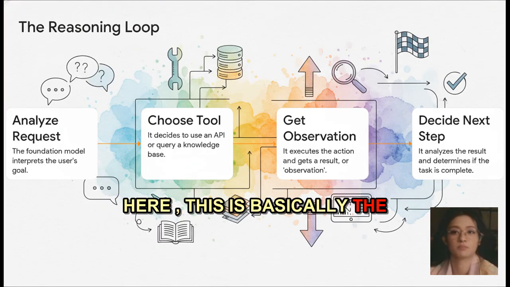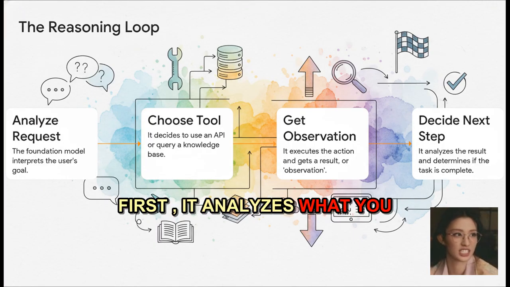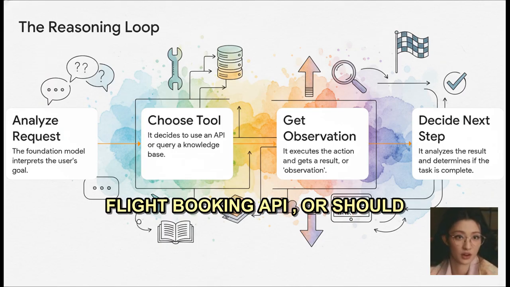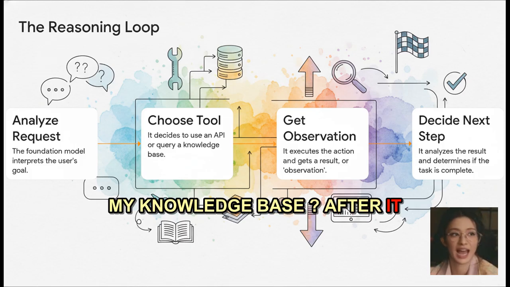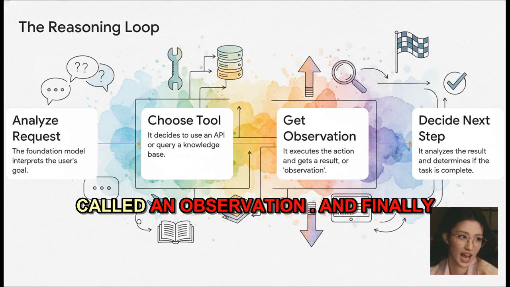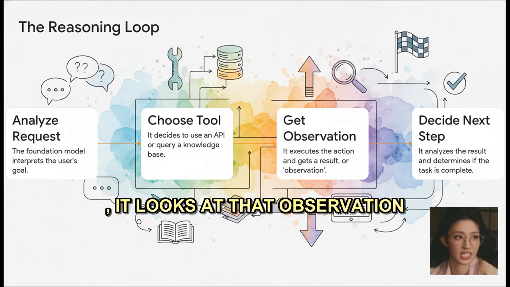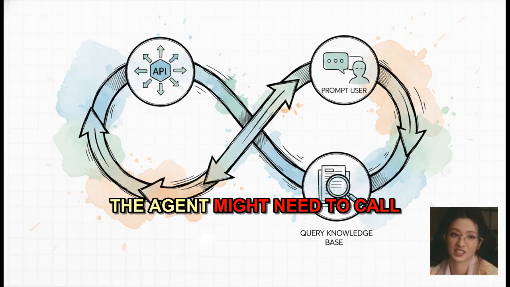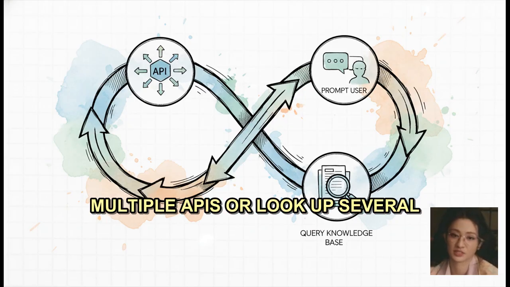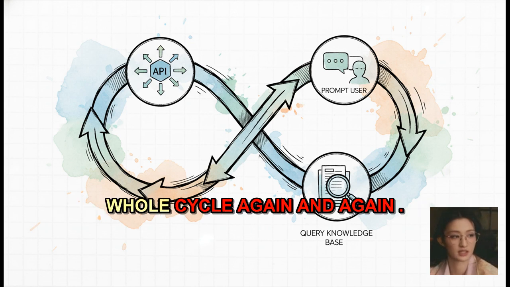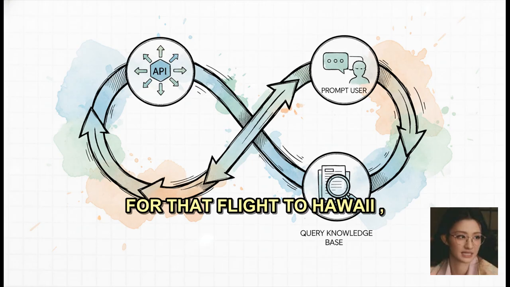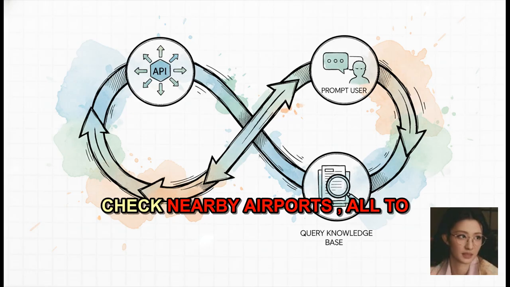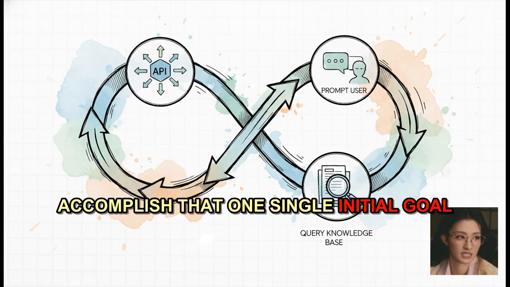Just think of orchestration as the agent's internal thought process, and it's happening in this continuous loop. This right here, this is basically the agent's inner monologue. First, it analyzes what you're asking for. Then it decides which tool to use, like, should I call the flight booking API or should I look up airline policies in my knowledge base? After it takes an action, it gets back a result, which is called an observation. And finally, it looks at that observation and decides, okay, what's next? And this is not a one-and-done kind of thing. The agent might need to call multiple APIs or look up several different documents, looping through this whole cycle again and again. For that flight to Hawaii, it might first call an API to check for seats, get a result back saying none available, and then loop again to check nearby airports, all to accomplish that one single initial goal.